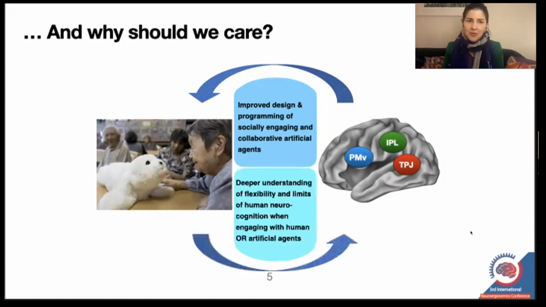And equally important, especially for those like me who are coming from cognition and brain science to begin with, is that a deeper understanding of the flexibility and limits of human neurocognition when we engage with humans or with artificial agents will help us to understand fundamental truths about the human brain and human cognition and how we can learn and develop and flexibly adapt based on what our environment gives us. So I think there are some pretty big reasons why this is quite important stuff.